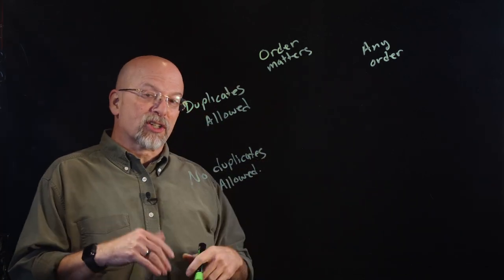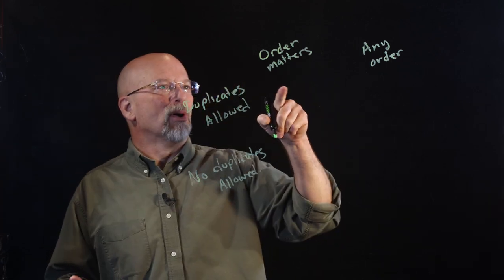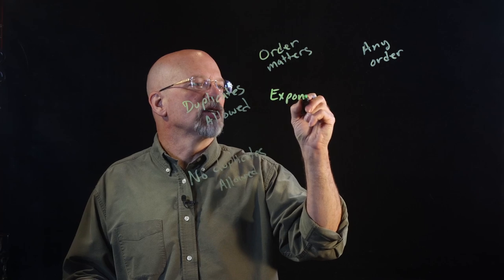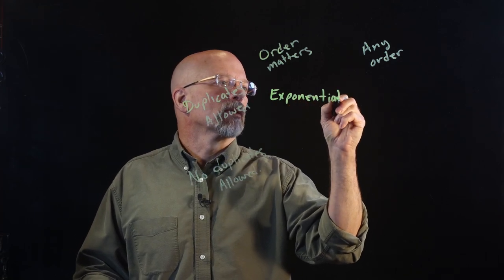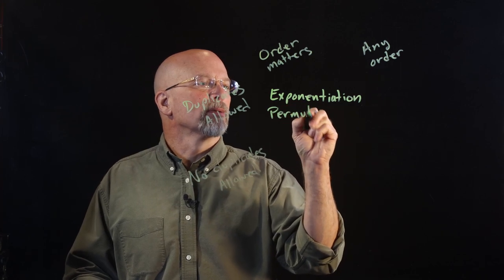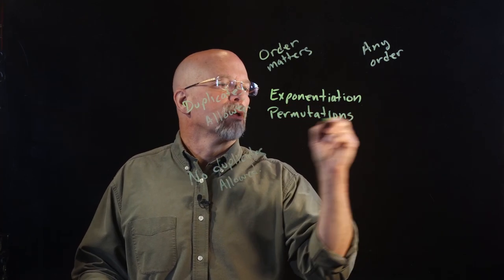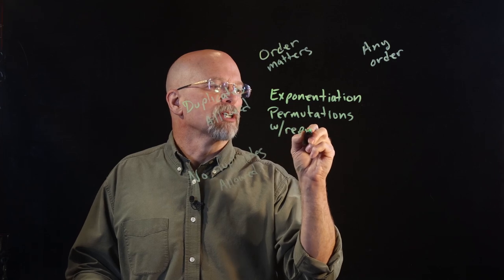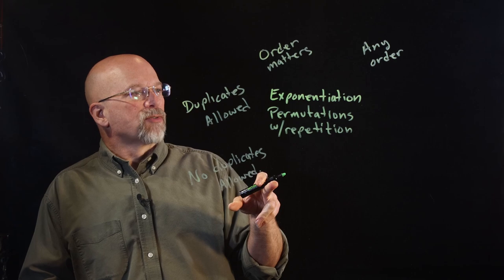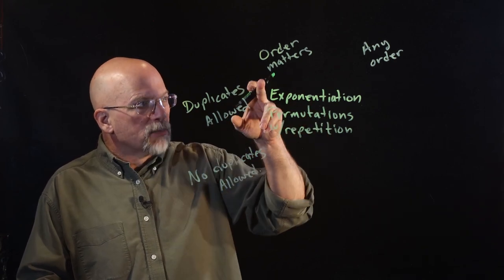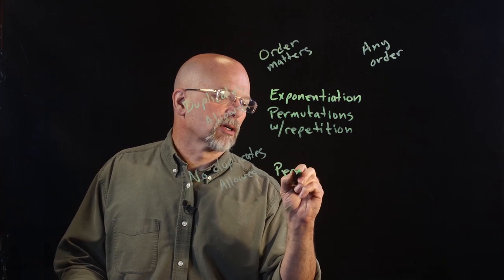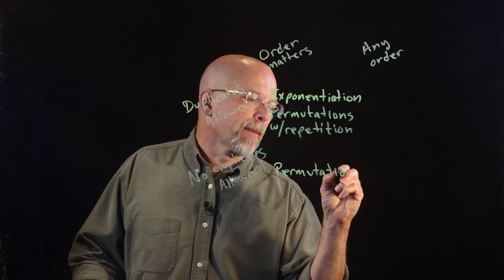Now, each one of these sections has a name. For example, order matters and duplicates allowed could be called exponentiation, or it could be called permutations with repetition. That allows duplicates, but if we take away the ability to have duplicates, we're going to call that permutations.